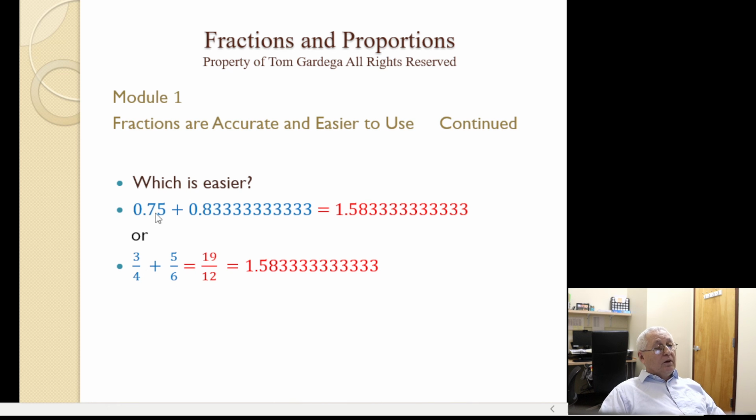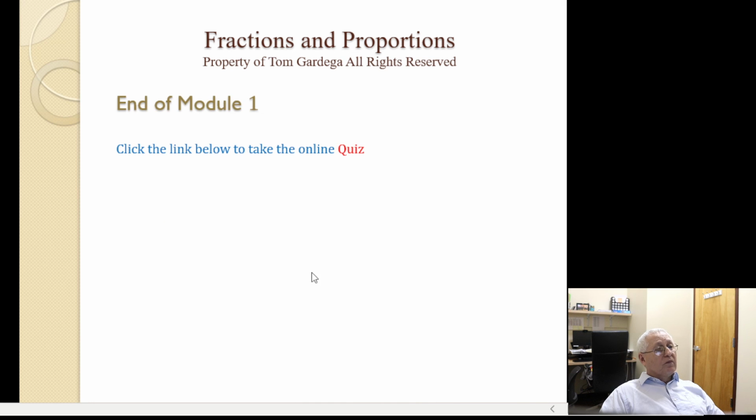Which is easier? 0.75 plus 0.8333, 10 threes here, equals 1.58 with a line over the 3. Or 3/4 plus 5/6, which calculates to 19 over 12. If I divide 12 into 19, I get 1.5888. To me, it is much easier to write 19 over 12 than all these decimal numbers. When I went to school, we were taught to stay in fractions until the very end because they're accurate without rounding errors. They're easier to use, and then only at the end convert to a decimal.